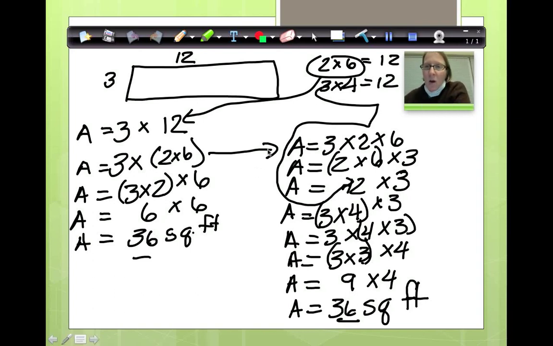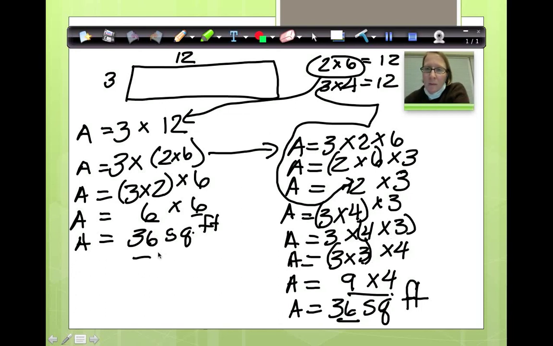I wonder if I can come up with any other way to get 36. I've had a 3 times a 12, and I've had 6 times a 6, and I've had a 9 times a 4. Is there any other way that I could have 36 square feet so I would have the same area, just different sides of my rectangle? Well, this is a 3 by 12. I could make a 6 by 6. I could make a 9 by 4. What else could I make?